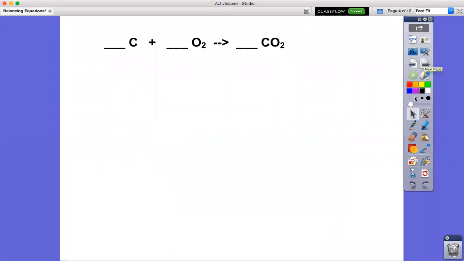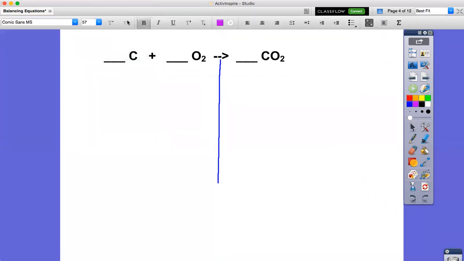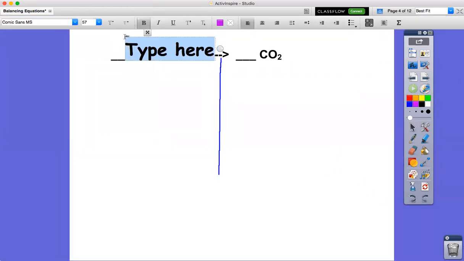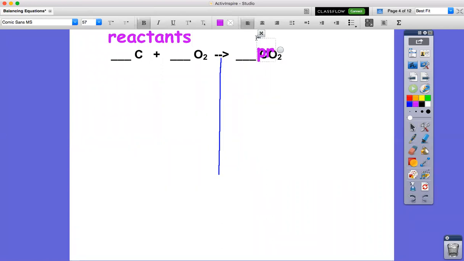So let's take a look at the first one, okay? Now, the first thing I want you to do when you get one of these is come right here to the yield sign and draw a line, okay? Now you're drawing a line in between everything to the left, which is called reactants, and everything to the right of the arrow is called the products.